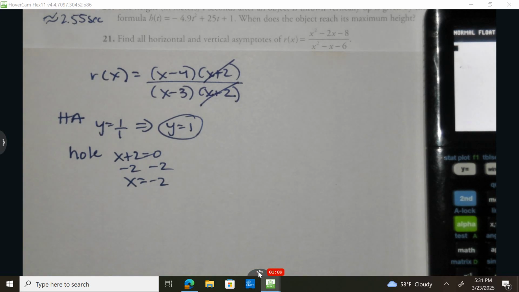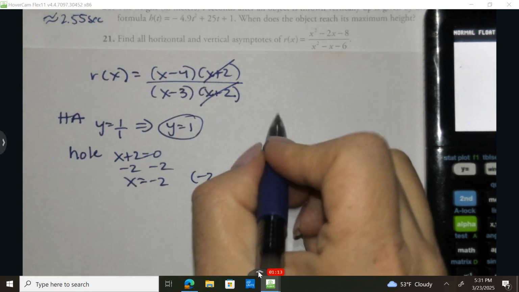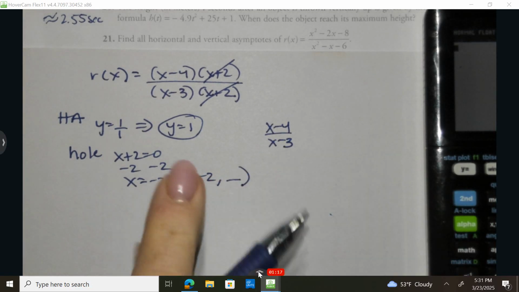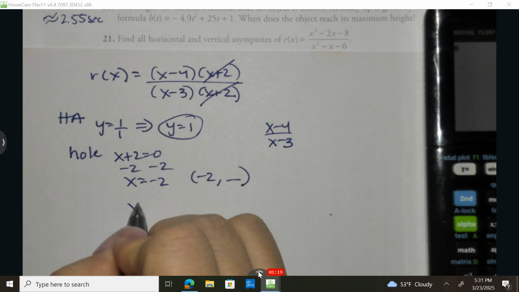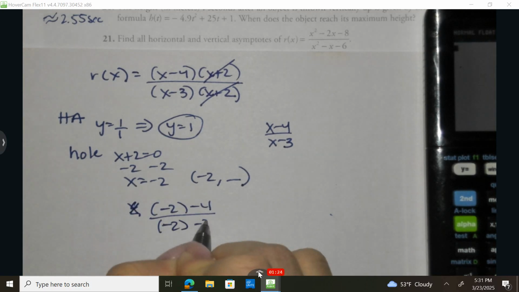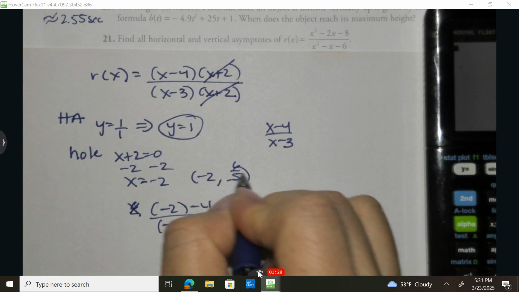Well, if a hole exists, it's going to have a corresponding y value. Taking now the simplified form, which is x minus 4 over x minus 3, I can plug this back in. Negative 2 minus 4 over negative 2 minus 3, and I end up with negative 6 over negative 5. Two negatives make a positive, so 6/5.